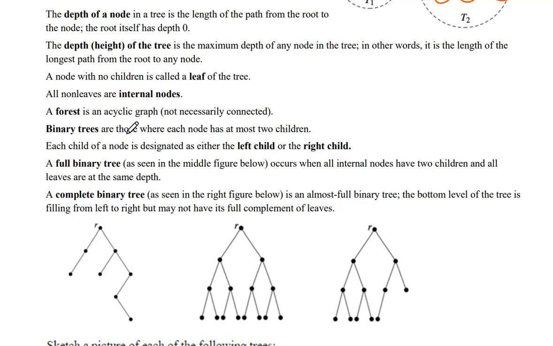Binary trees are those where each node has at most 2 children, and we're going to see binary trees in detail. Each child of a node is designated as either the left child or right child. So here is left child, right child, left child, right child, and so on. A full binary tree, as seen in the middle, so this is a full binary tree here, occurs when all internal nodes have 2 children and all leaves are at the same depth. So all of them have the same depth. So this is a full binary tree right here.